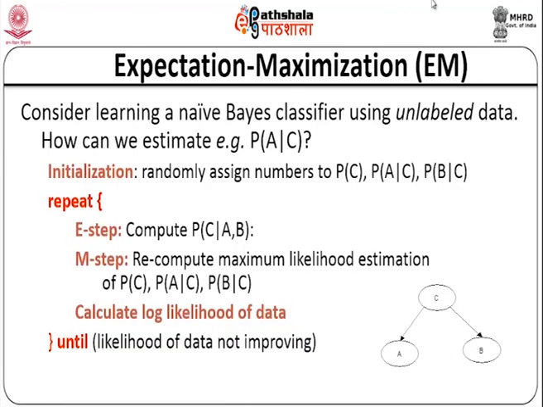Then the other aspect that we will be considering is the expectation maximization algorithm. Here we consider the naive Bayes classifier using unlabeled data. Till now whatever data we had was labeled, it was supervised learning. So, how can we estimate the probability of A given C? What we do is we randomly assign numbers to P of C. What is P of C? P of C is the prior, and P of A comma C are the probabilities. We are given probability of A given C and probability of B given C. We randomly assign, then compute the values, recompute the maximum likelihood and calculate the log likelihood. You keep on doing this until the likelihood of the data improves. If it is not improving, you stop. So, whatever you have got is the result. Here we have unlabeled data. We start with random probabilities and recompute. We will go into detail about this expectation maximization as we go further.